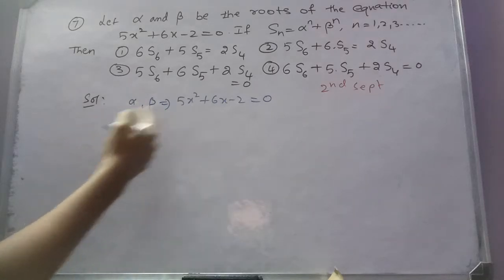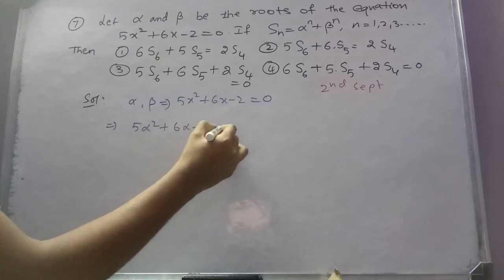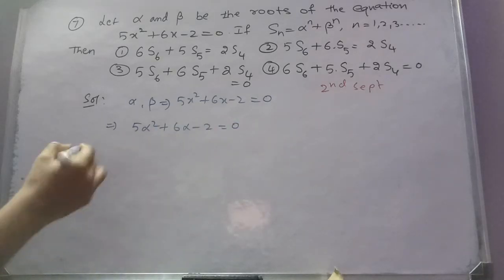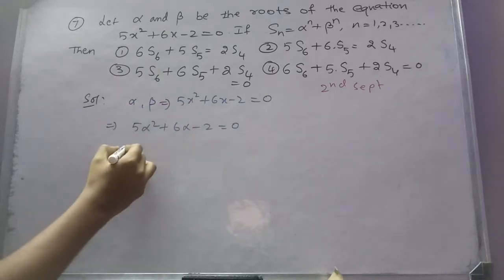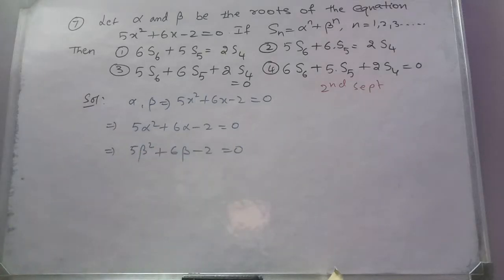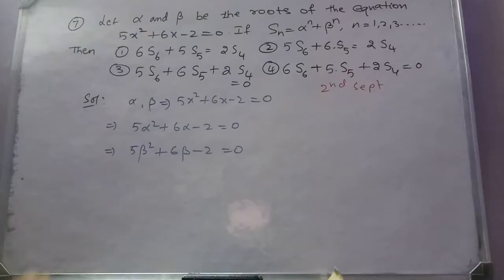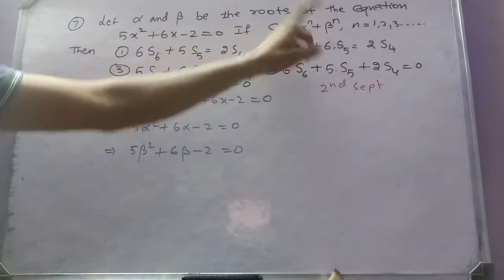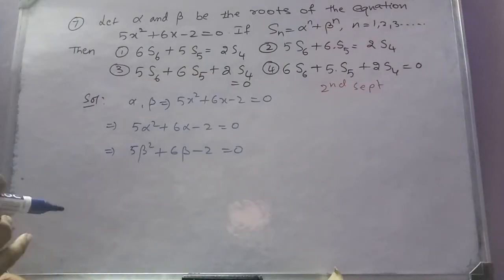So first of all, alpha is a root. So therefore I can say that 5 alpha square plus 6 alpha minus 2 equal to 0. And he also told that beta is a root, so I can substitute beta in place of x. So 5 beta square plus 6 beta minus 2 equal to 0. And observe one thing. S6 means alpha power 6 plus beta power 6. S5 means alpha power 5 plus beta power 5, and S4 means alpha power 4 plus beta power 4. Among these, the highest one is alpha power 6 and beta power 6.